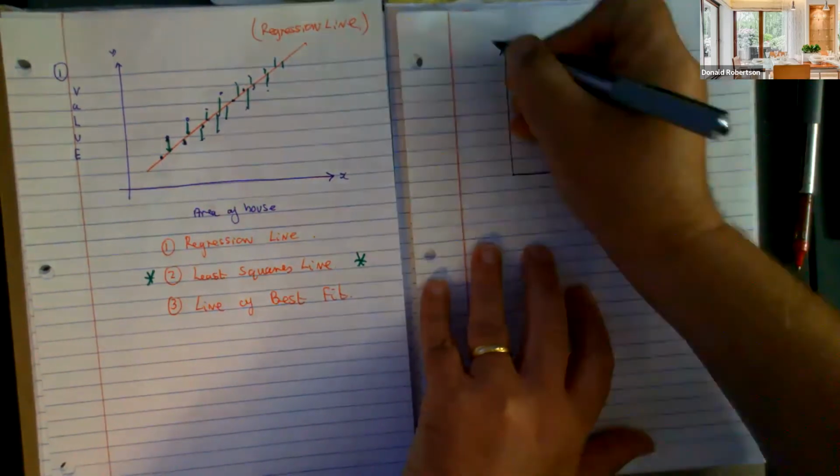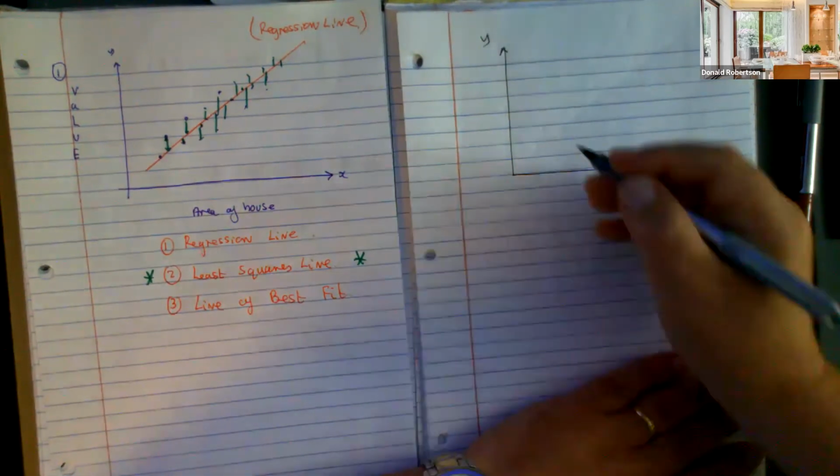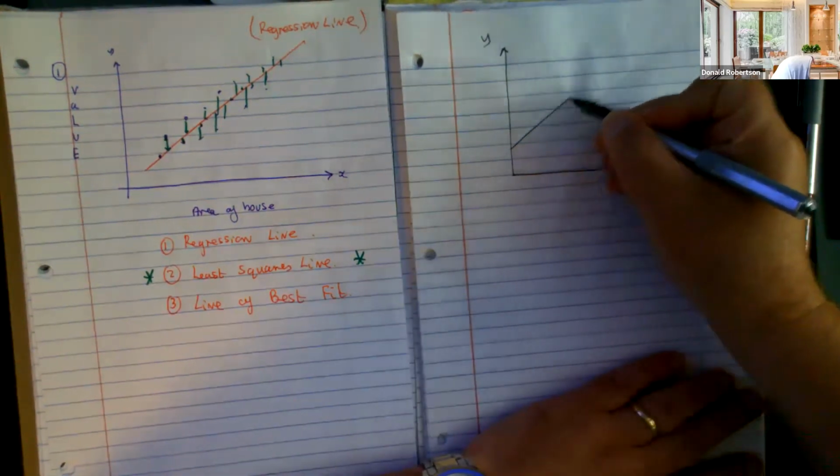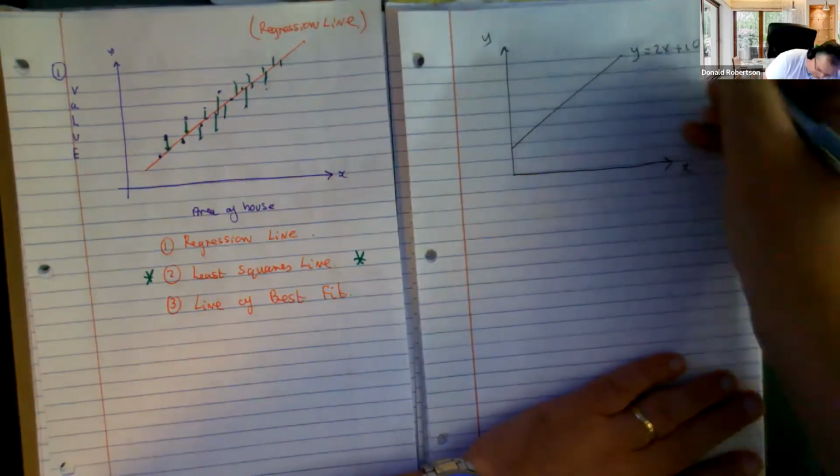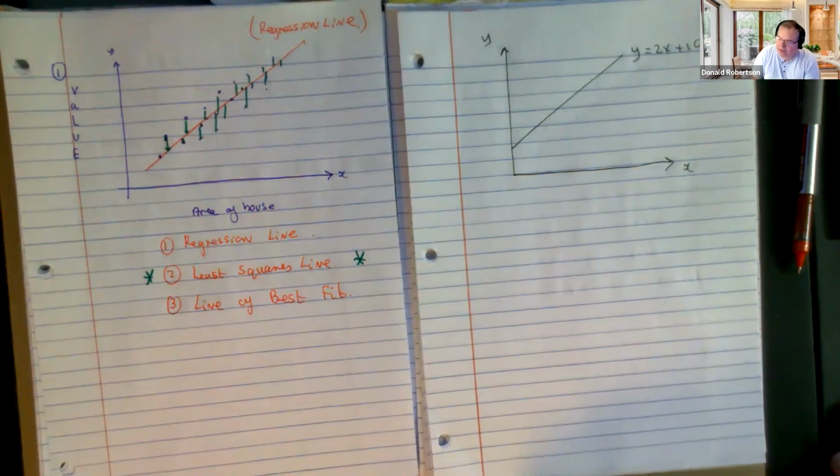So I'll do an X and I'll do a Y. I won't do area, house. I'll just call them X and Y for a minute. Imagine a line and it was 2x plus 10. You remember doing straight lines? That's what a straight line equation looks like.